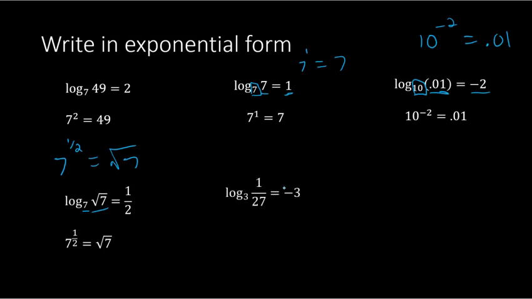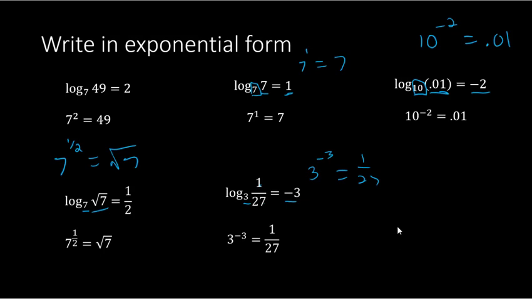Okay, let's try one more. Here we have log base 3 of 1 over 27 equals negative 3. So again, to write in exponential form, we can take the base of 3, and then the exponent is what the log is equal to. That's negative 3. That's equal to the 1 over 27. So we have 3 to the negative third power equals 1 over 27.